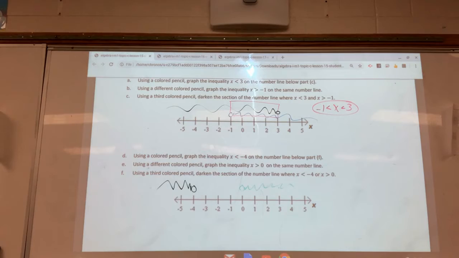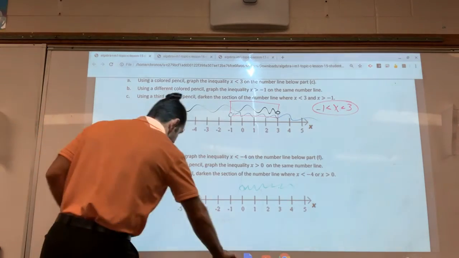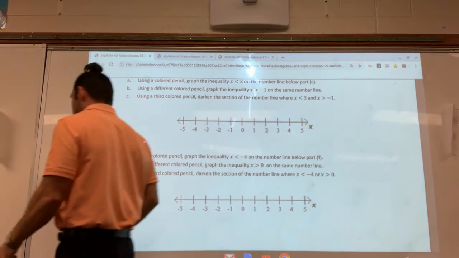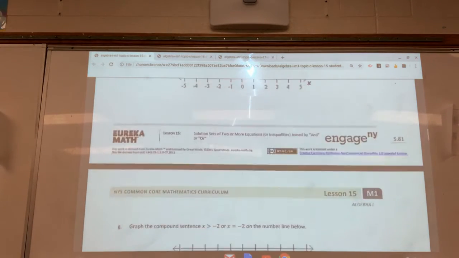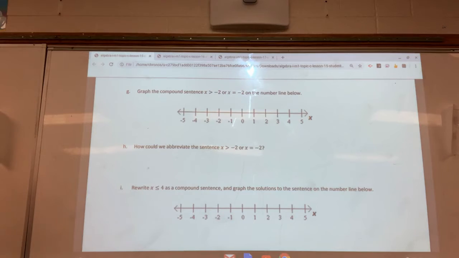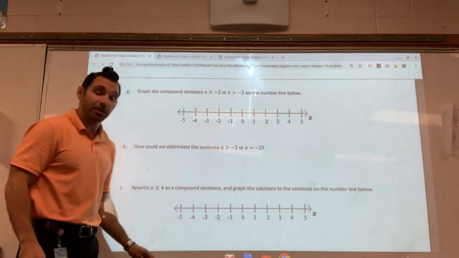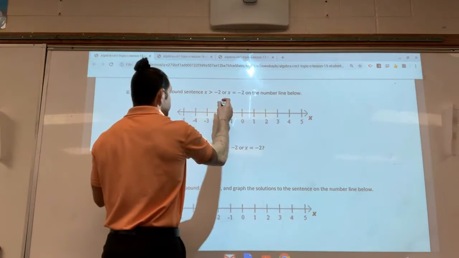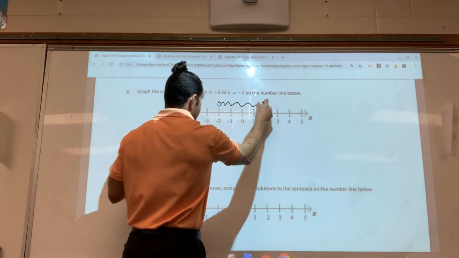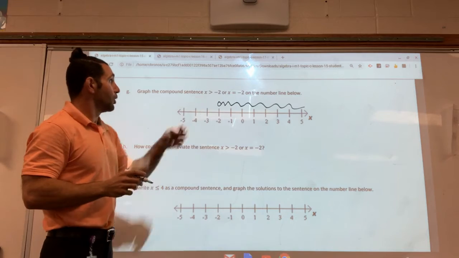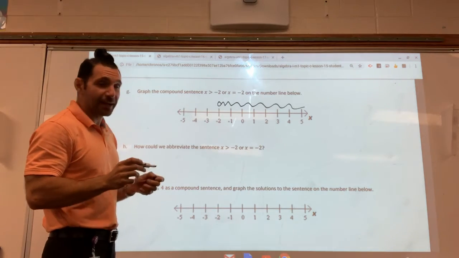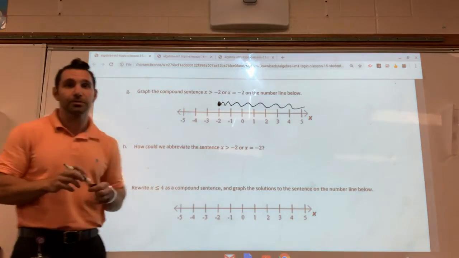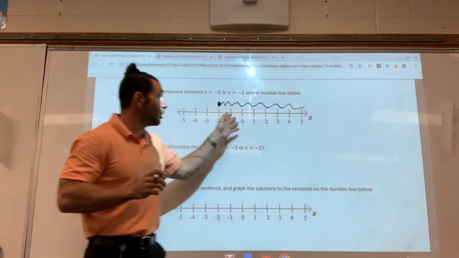That's important. Okay, so how do we actually graph these on inequalities when we're given words? Well, that's what this lesson's about. Graph the compound sentence. Compound meaning there's more than one thing happening. So, x is greater than -2. I graph one thing first, and then I fill in the second part. Or x equals -2. Well, if x equals -2, that means now I have to fill this in. Those are all of my solutions for that. So x can be -2 or anything greater.